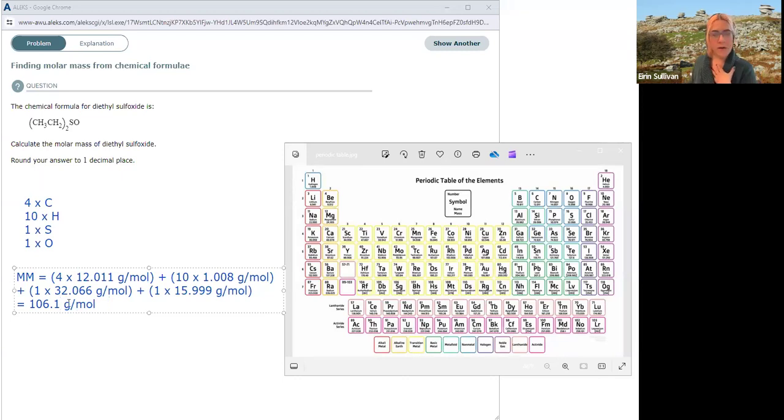And just remember, when you're going to go on and do some kind of moles calculation, get used to writing that out as an equivalency. So every 1 mole of CH3CH2 subscript 2 SO, oops, I didn't get a capital H, or if you prefer, diethyl sulfoxide, weighs exactly 106.1 grams. Then you could take that and use it in your moles calculation. All right, that'll do on that one, I think. So just get some practice, watch out for elements in more than one place, and watch out for parentheses.